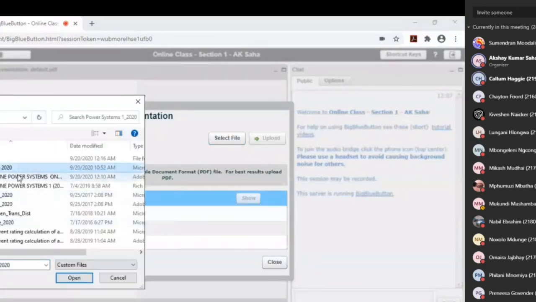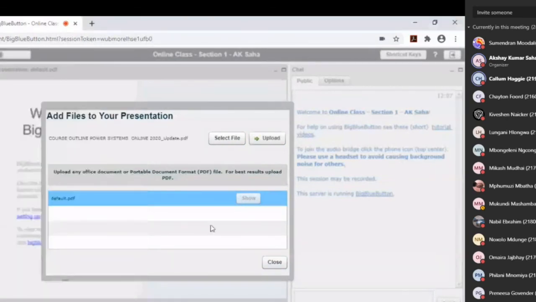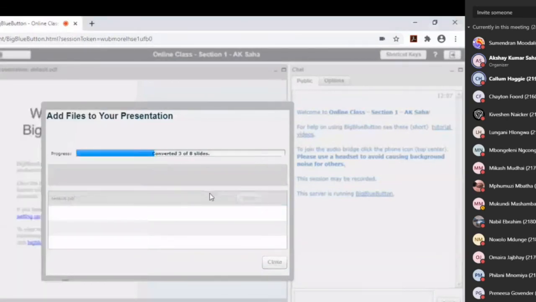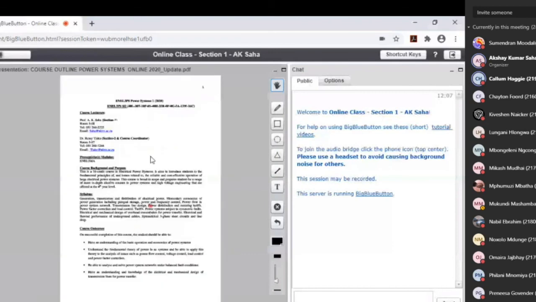Let's say course outline power system. That is my part, but what you will see is here. You understand? Can you see what is on the screen? Yes, sir. So your names will come here on the left hand side where you see my name. You will join here all the time, keeping your microphones on. And this is what I'm going to use for lecture session.